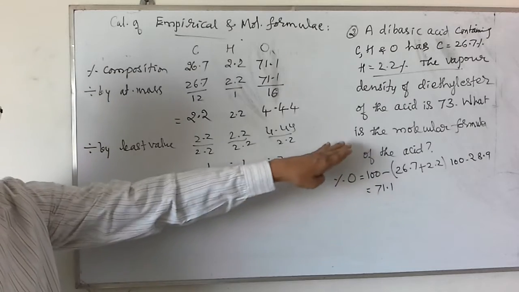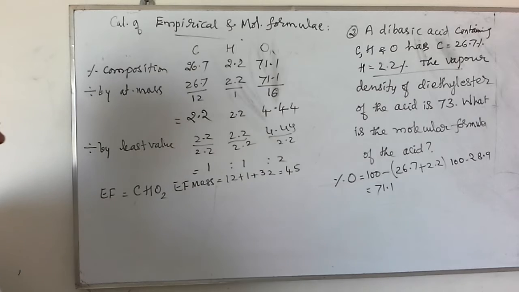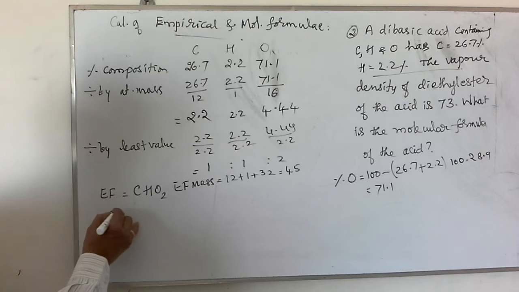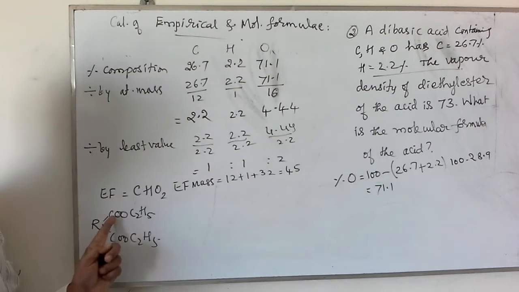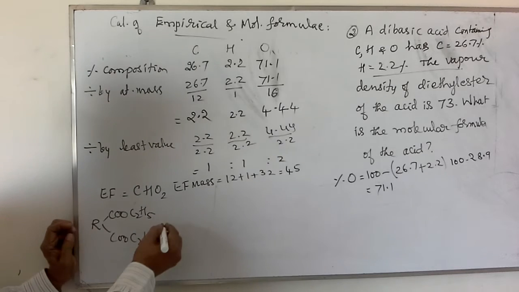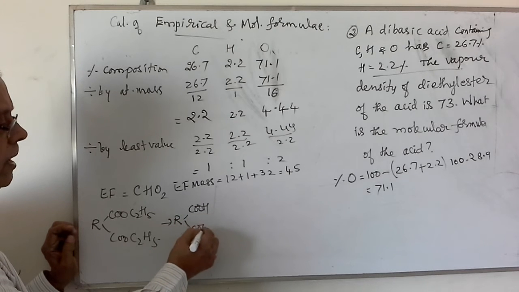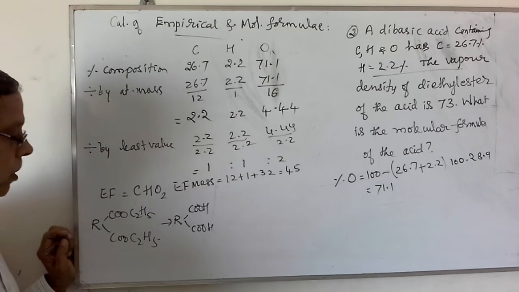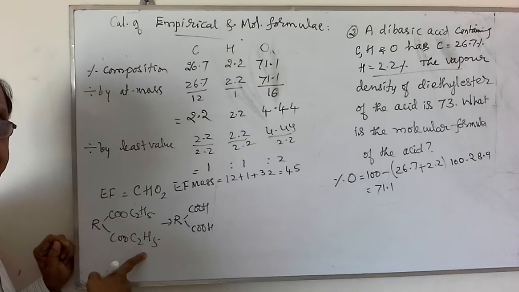Now they have given the other information: vapor density of the diethyl ester of the acid. Assume this is the diester, COOC2H5, COOC2H5. Diethyl ester means there will be two COOH groups because it is a dibasic acid, and two ethyl groups to form the diester. To get the formula of the dicarboxylic acid, we have to add two hydrogens and remove two ethyl groups.